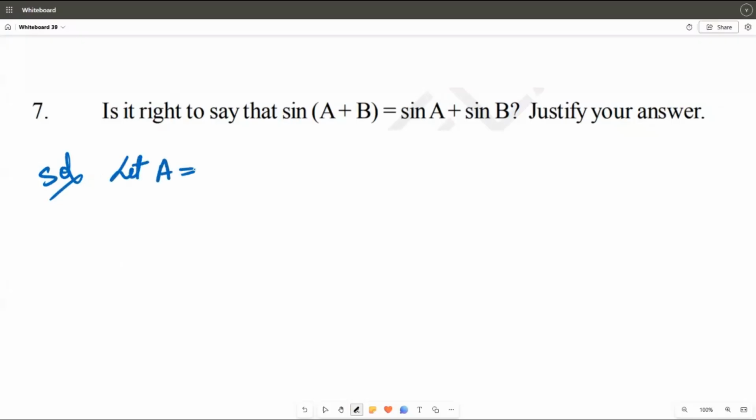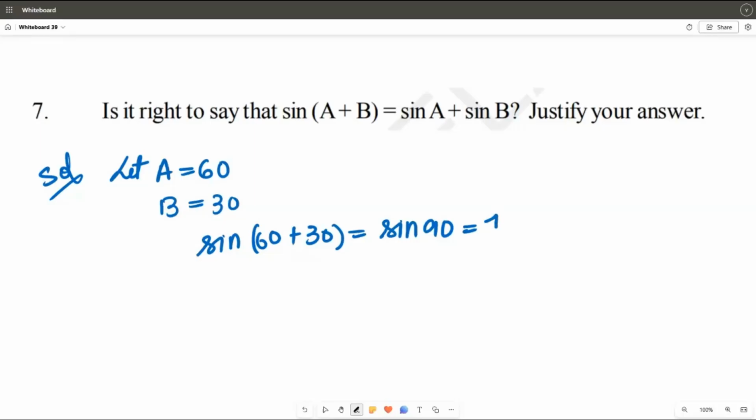Let a is equal to 60 and b is equal to 30. So sine of 60 plus 30, which is equal to sine 90, and sine 90 value is equal to 1.